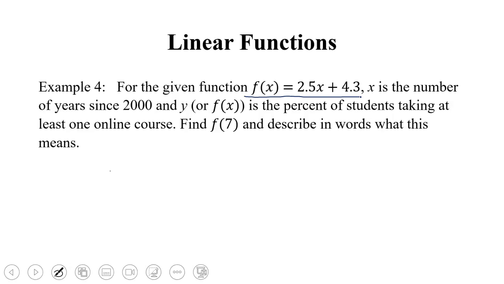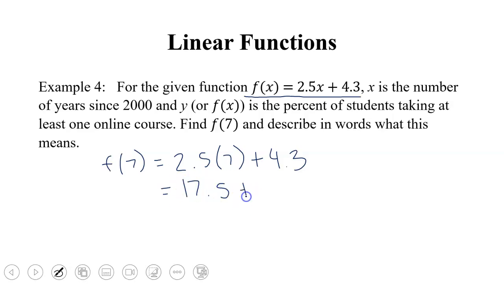All right, so f of 7, it's telling us to plug in 7 for x. 2.5 times 7 plus 4.3. Solve, so 2.5 times 7 is 17.5, plus 4.3 equals 21.8.